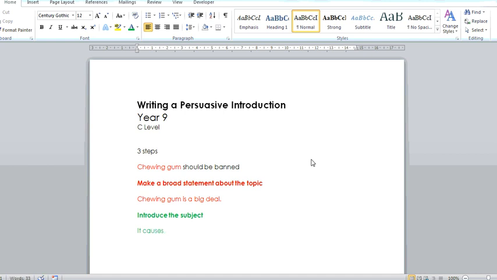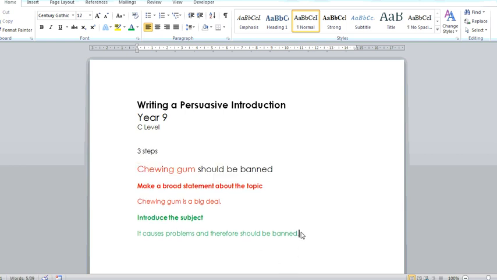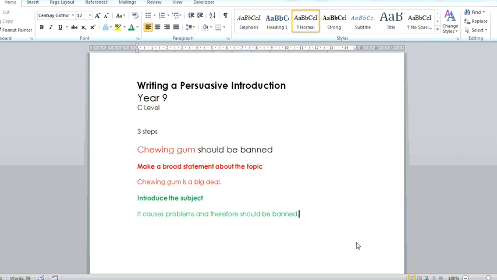Now, the reason I'm not saying chewing gum again is because I already said it in my first sentence, and I'm going to join all these together at the end, so you'll see. It causes problems, and therefore should be banned. Okay, a very simple statement, but essentially what I'm doing is I'm just restating what my topic is and letting the reader know this is the position that I'm taking.